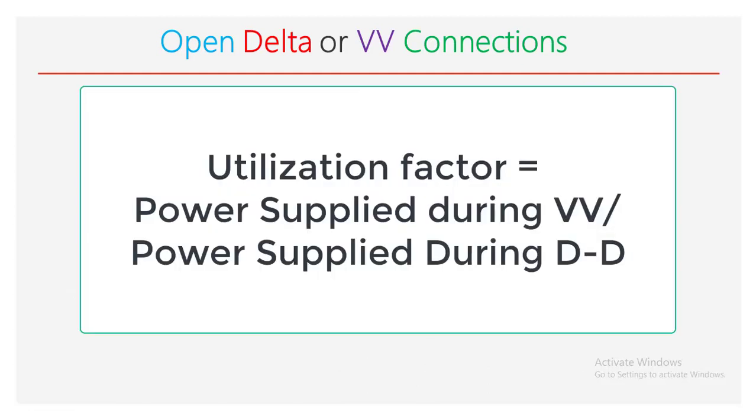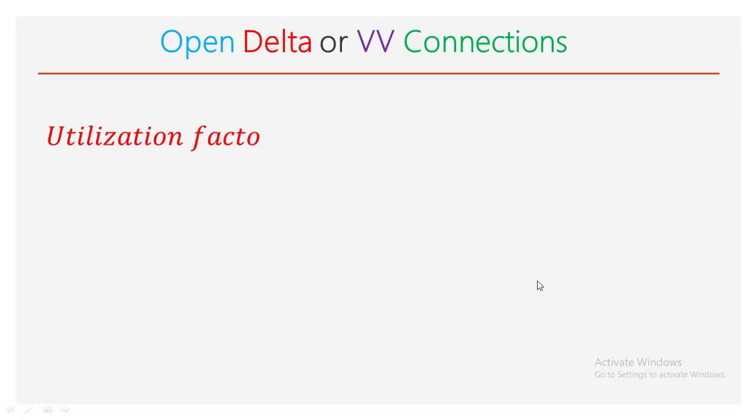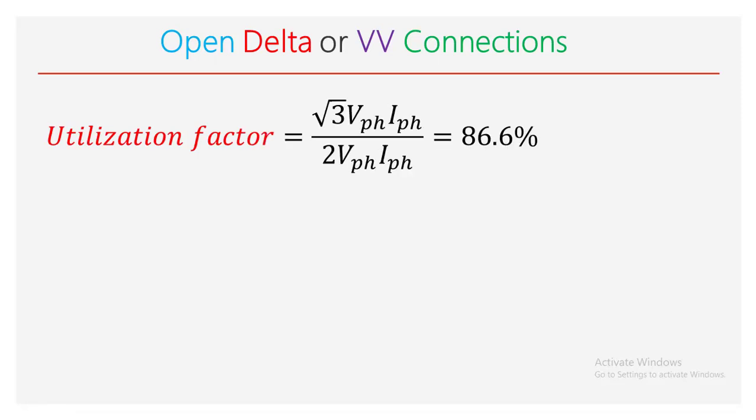Next point is the utilization factor. It is the ratio of power supplied during VV connection to the power supplied when two transformers are operating separately. It is found that the ratio is 86.6%. It means that the transformer will operate at less than the installed capacity. If the installed capacity is 100, it will operate at 86.6% of installed capacity.